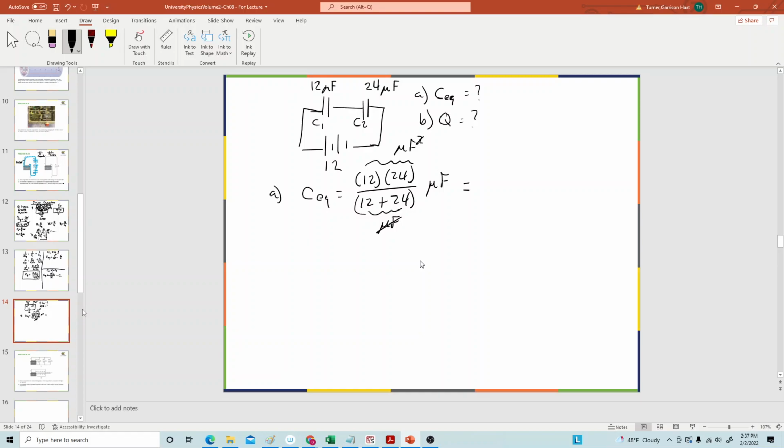Okay, there's a few tricks you can do. You can realize that 12 is a common factor everywhere. And so this is the same thing as saying 12 times 1 times 2. And this is the same thing as 12, 1 plus 2. Okay? And when you do that, you can cancel out your 12s, and this turns into 2/3.